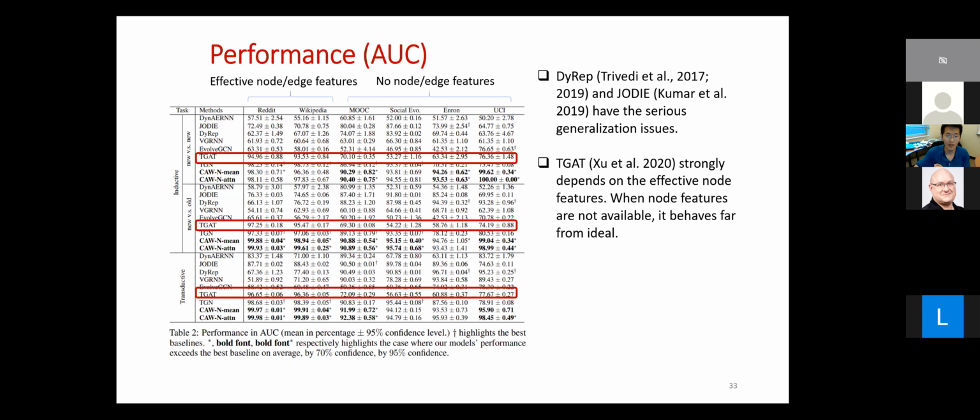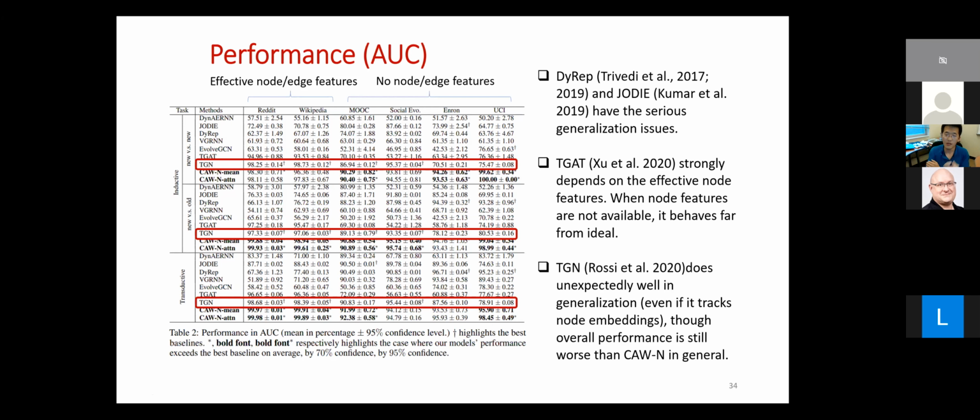But the problem is, if we test this model over a network without effective node and edge features, even on the training data set, the performance will be very bad, because of the ambiguity issue.